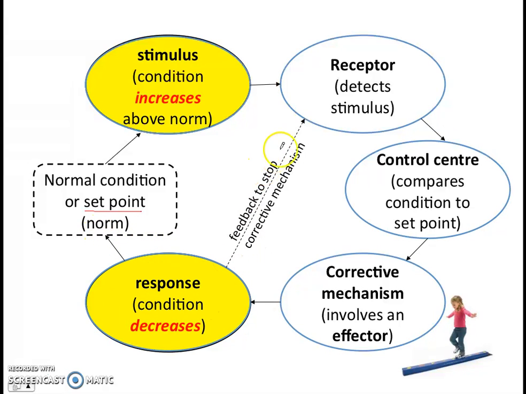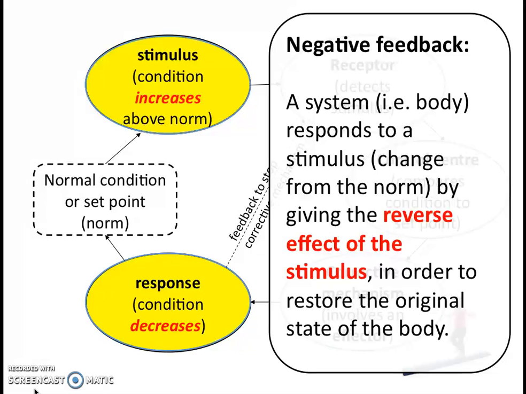To go back to the original state. And then there's this signal that is sent to the receptor, telling the receptor that we're back at the set point, so no need for the corrective mechanism anymore. I just want to emphasize that what you see in this loop is actually negative feedback. So if we just focus on the stimulus and the response, you'll see negative feedback very clearly.